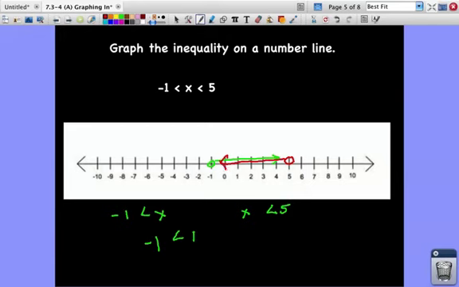My solution is where these two solutions overlap. If you look, it's just going to be right in between here. Even though this red solution, x is less than 5, goes on forever, it only intersects with the other solution right here. So here is my solution to the graph. And I'm done. That's it. Every value that's shaded in this number line between -1 and 5 is a possibility for x.